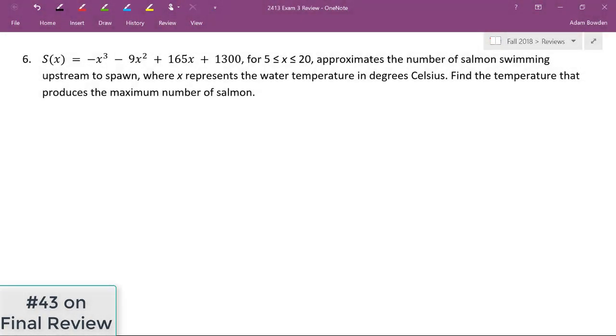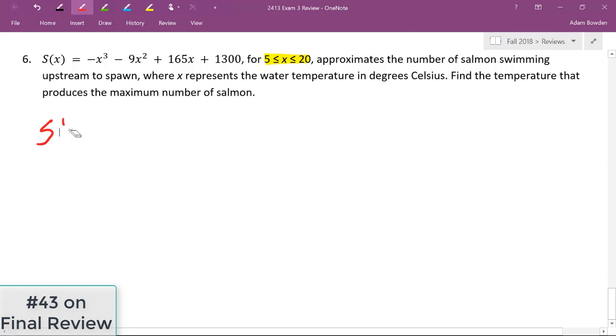Number 6, the function is giving us the number of salmon swimming upstream, where x represents the water temperature in degrees Celsius. And we want to find the temperature that produces the maximum number of salmon. Alright, to do this we're going to use the method using the derivative, finding the critical numbers, and then checking at the ends of the time interval and at the critical numbers for which represents the maximum number.